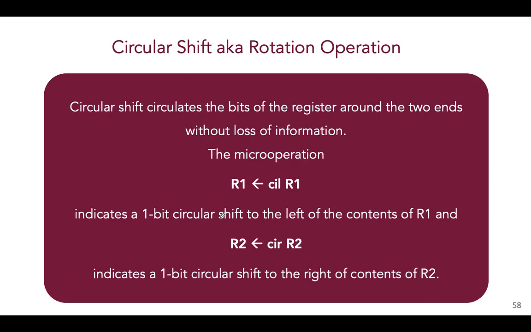Then we have circular shift, also known as a rotation operation. Circular shift circulates the bits of the registers around the two ends without loss of information. So you see, in case of shift left and shift right, we were discarding some bits. We were discarding the leftmost bits or we were discarding the rightmost bits. In case of a circular shift, you can assume that the register is like a tube which is connected. The two ends are connected to one another, right? Like a circle. So nothing gets discarded. Whatever you discard from one side gets placed in the other side.